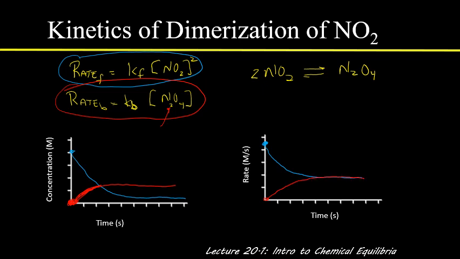And so eventually we get to a point where, again, equilibrium is established. The concentrations remain constant, and at that point, the rate of the forward reaction is equal to the rate of the backward reaction.